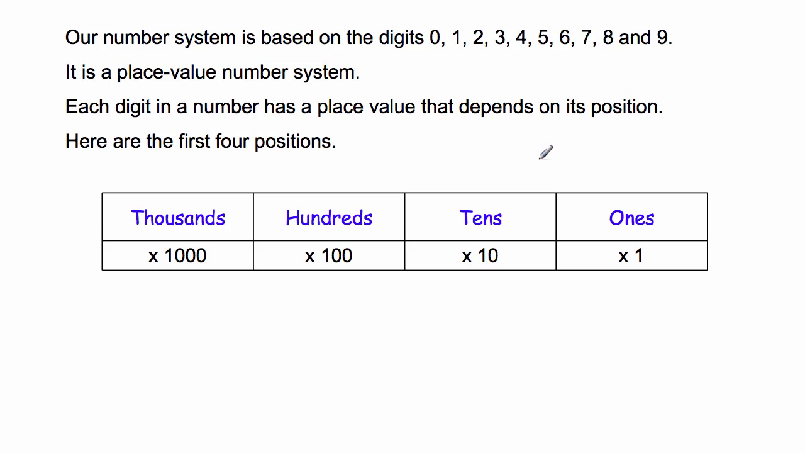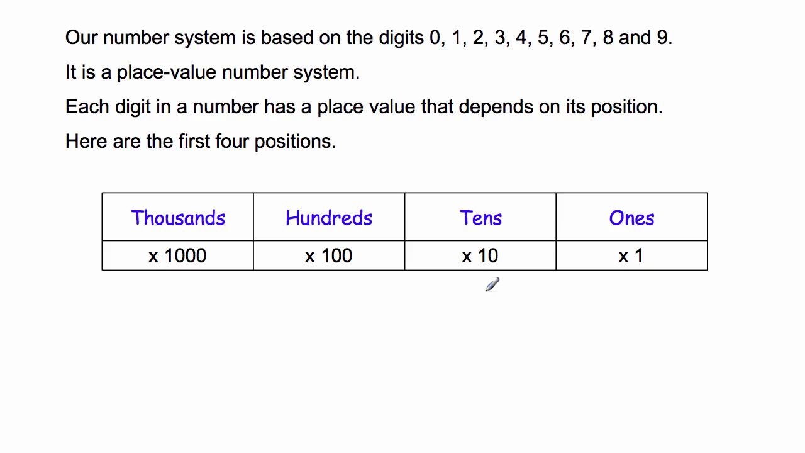In order to answer questions like the ones that we have in this skill, we need to remember that our counting system, our number system, is based on 10 single digits: 0, 1, 2, 3, right up to 9. The value of these numbers depends on what position they are in the number system. So we call it a place value number system. Each digit in a number has a place value that depends on its position. Let's see what this means.